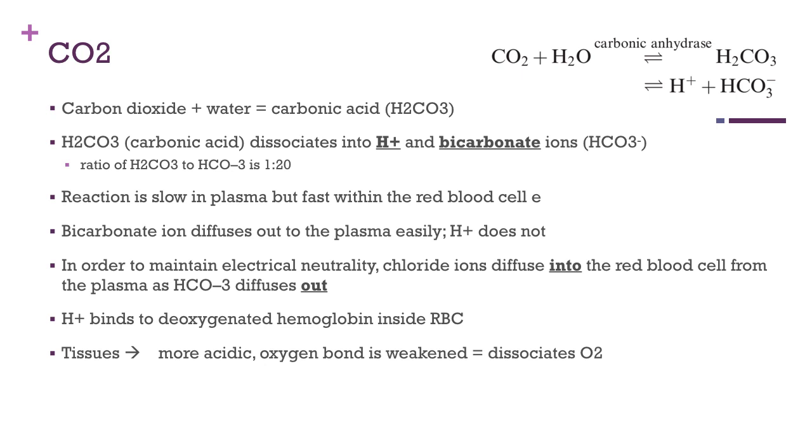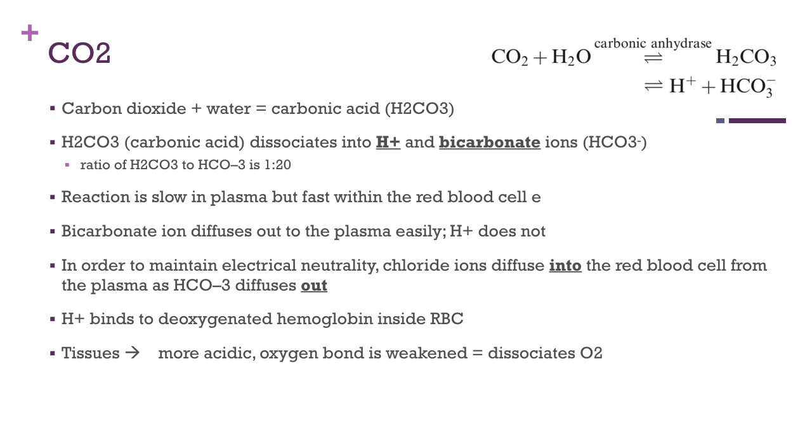So the dissociation of carbonic acid into hydrogen and bicarbonate is happening fairly slowly within the plasma but fairly quickly within the red blood cells. The bicarbonate ion diffuses out into the plasma quite easily, but hydrogen does not. So in order to maintain the electrical neutrality that we've been talking about with our cells, the cell is going to bring chloride ions inside the red blood cell as the bicarb is diffusing out.